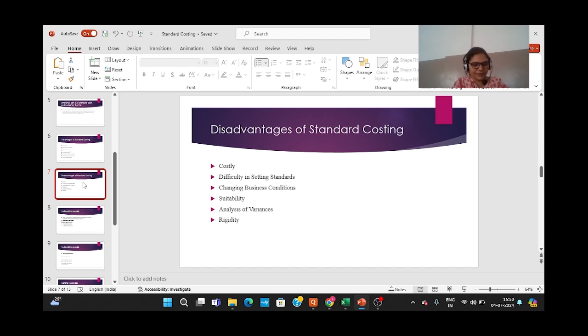Next is rigidity. Standards once set are treated as a benchmark for comparing actual performance. Over a period of time, standards may become rigid and may demand changes, but if this is not done, then rigidity in the standard costing system may arise, and it may not be suitable when operating conditions are changing.